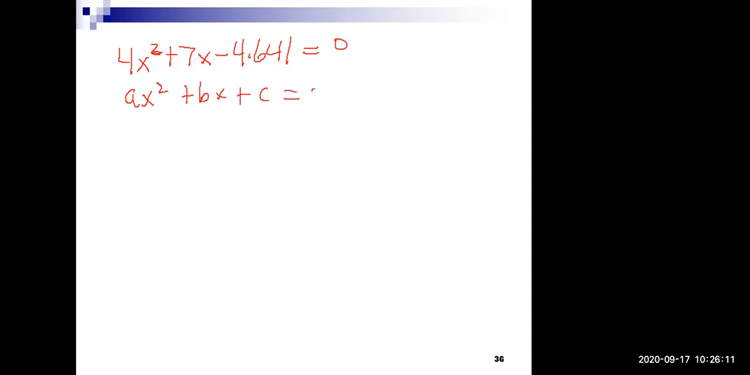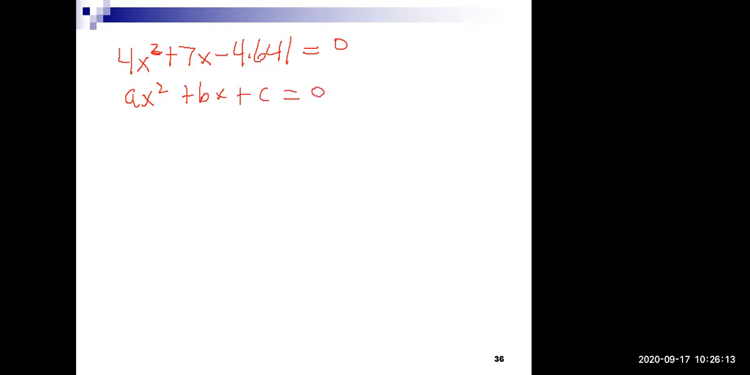Now, I'll switch the page here. Putting everybody together on one side gives me 4x squared plus 7x minus 4.641 equals 0. Perhaps you recognize this as a quadratic equation, where we have ax squared plus bx plus c equals 0.